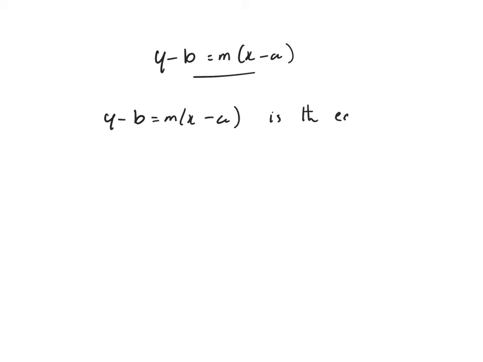Okay, we're going to look at a new equation of a straight line today. We know that there's y equals mx plus c, but there's an alternative that we can use for the equation of a straight line called y minus b equals m bracket x minus a. Okay, so let's start with some information to get going. Y minus b equals m bracket x minus a is the equation of a straight line.